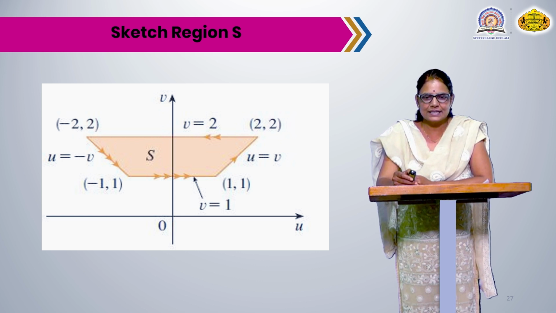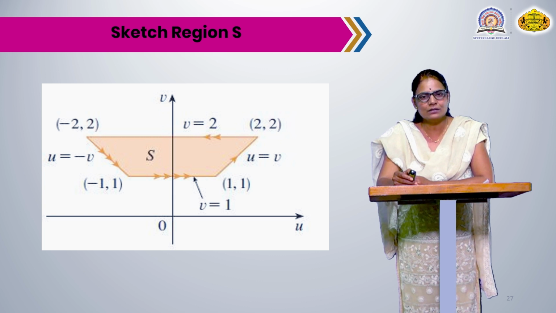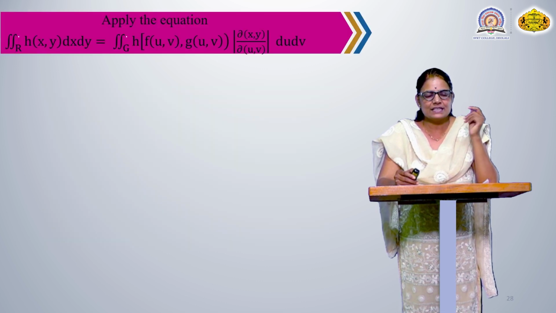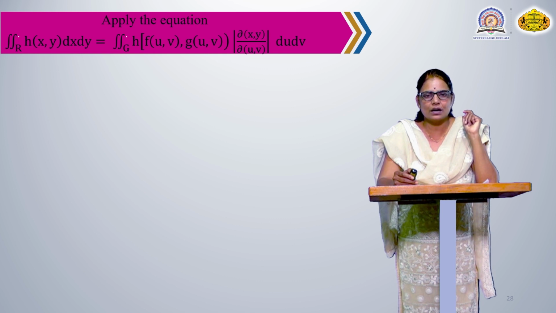See this region S. Since we got the region S here, the last step is we apply the formula. We apply this formula: the double integral of h of x, y dx dy over R is the same as the double integral of h of f of u, v comma g of u, v into the absolute value of del(x, y) upon del(u, v), into du dv over the region G.